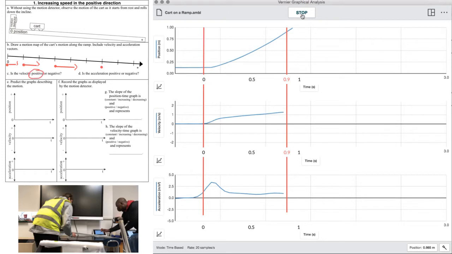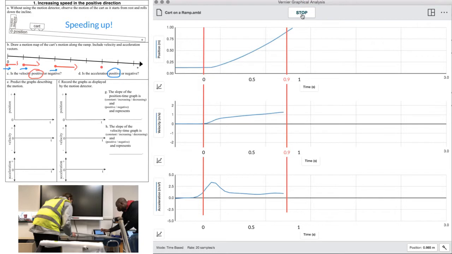Now, to draw the acceleration vectors, let's think about what's making this cart go down the ramp. Well, the cart is feeling the effects of gravity pulling it towards the center of the earth. But since there's a ramp in between, the cart is just following the path of the ramp in the positive direction. So it's accelerating in the positive direction. Therefore, the acceleration is positive, and all of these little vectors underneath are going to be in the positive direction. This shows you that when the velocity is positive and the acceleration is positive, the object is speeding up.